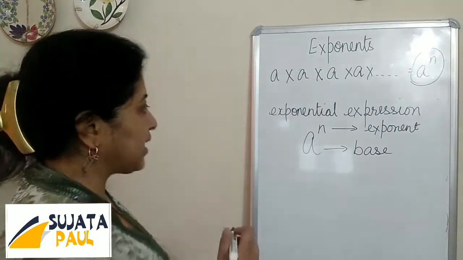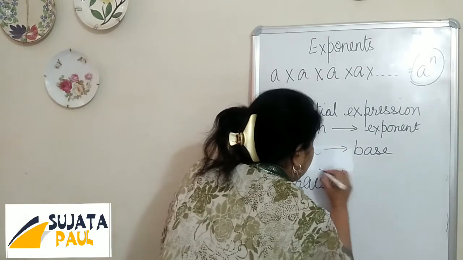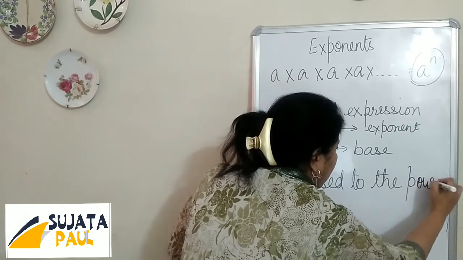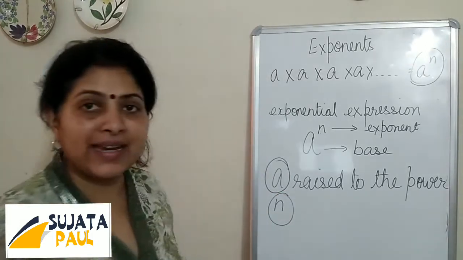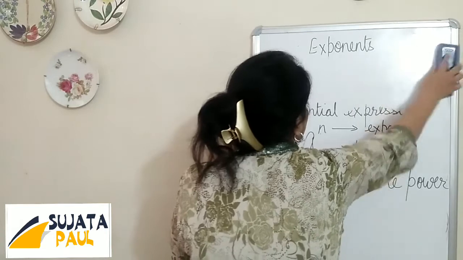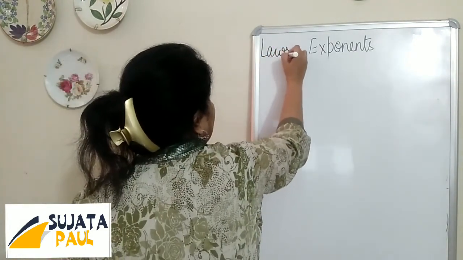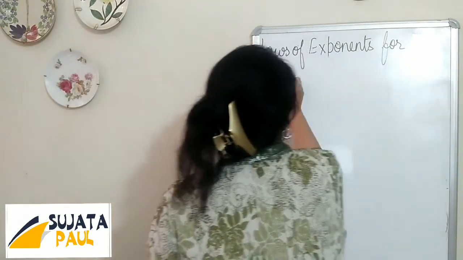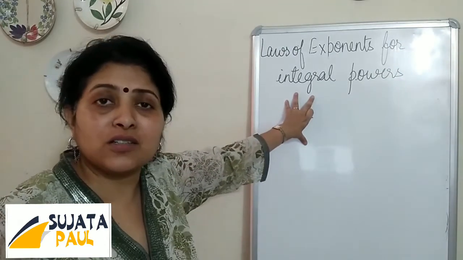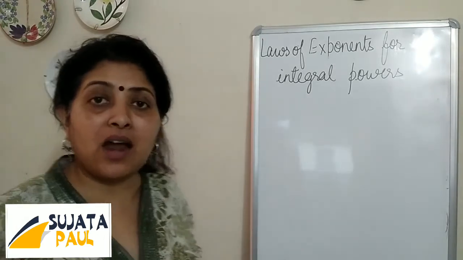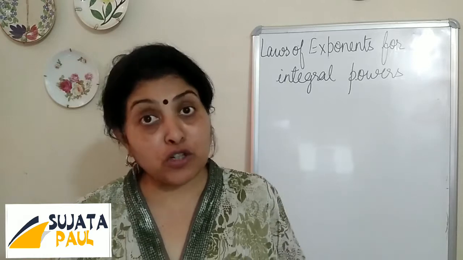Now when I'm talking about this, I can say A raised to the power n. Right? Now, there are 3 laws that I want you to remember, and this is what I'm going to do in this particular class. And that is the laws of exponents. And I'm keeping it simple right now, so I'm writing for integral powers. What is integral powers? Integers. Could be plus, could be minus, could be 0 also, because integers are negative whole numbers, positive whole numbers, and 0 also.